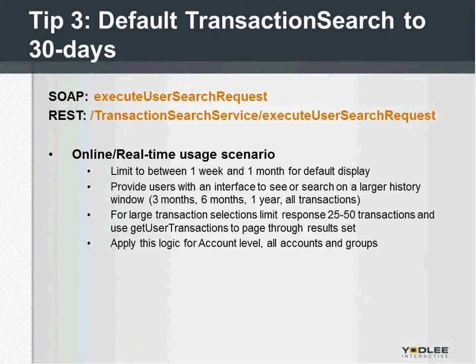That's our best practice. Now, for large transaction selections, if someone selects to view, say, all their transactions, our default is to return a response of only 500 transactions. But if we're returning 500 transactions, rather than managing the pagination and caching on your own side, we recommend using our API to limit the response to 50 transactions at a time, and then using the Get User Transactions API call to paginate through the results set. And finally, apply this logic at the account level, if you do transaction search for all accounts, or if you do transaction search based on a grouping of accounts. This best practice applies for all those different scenarios.